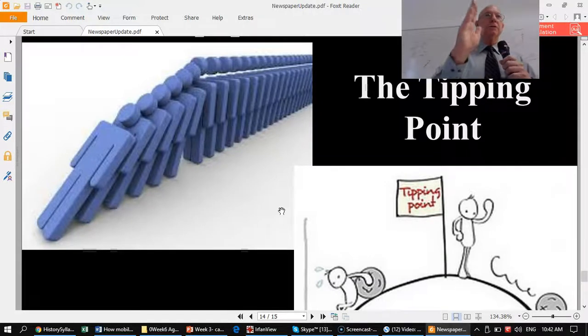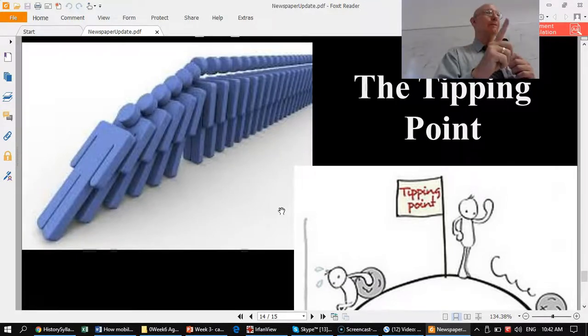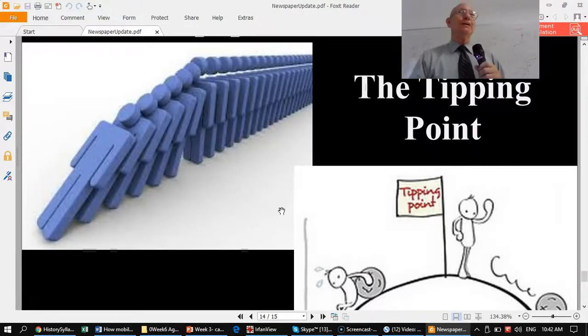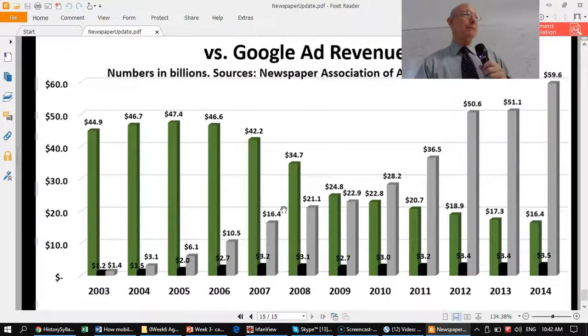My prediction was actually 2 years ago when I wrote this chapter for this book, that they had just hit their tipping point. They didn't know it yet. They just hit their tipping point. 2 years before that, they were doing the best ever in history. Well, that's what happened in the newspapers too. They got to their best place in history, and then it is now collapsing because that audience is running away to the internet. It is a dramatic change.